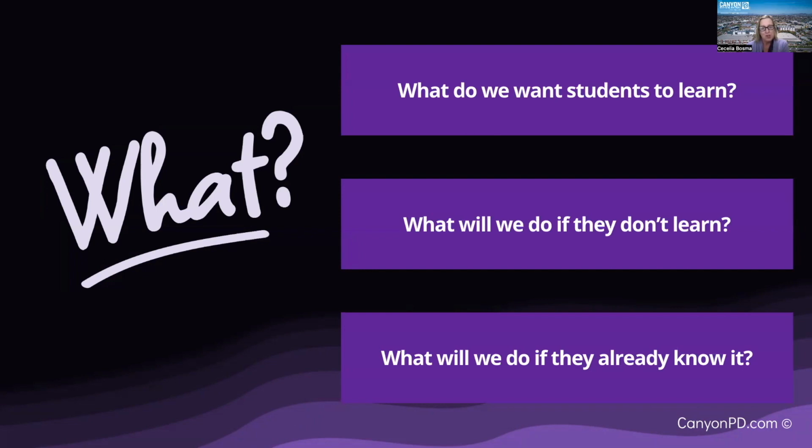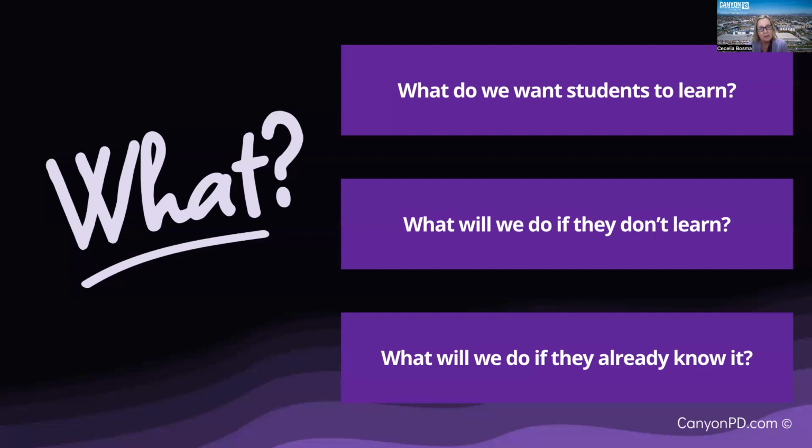Consider, what will we do if they don't learn? So now we can use our collaborative team time to consider, what is that next step when we find that there's still a learning gap? And what will we do if they already know it? Is it time to move on to the next standard skill, or are we going to introduce some enrichment based on that specific skill, a new application of the skill, if you will?